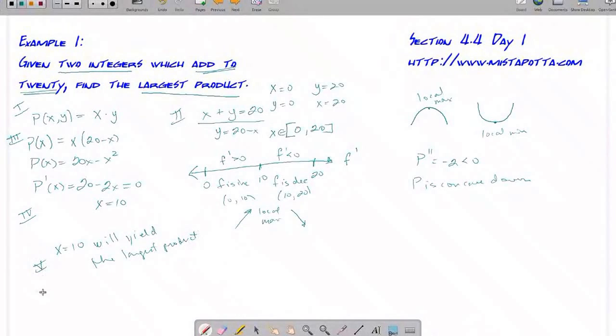So I've used step 5. I've used the first derivative test, the second derivative test, whatever test I need to find my extreme value. I found the value of x that will give me the extreme value, but now I have to make sure that I answer the question. The question here is really asking me to find the largest product. So I'm really looking for this. And if x equals 10, my product at 10 would be equal to 10 times 20 minus 10, which would be 100. So this is the largest product.